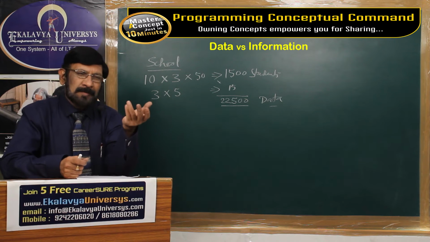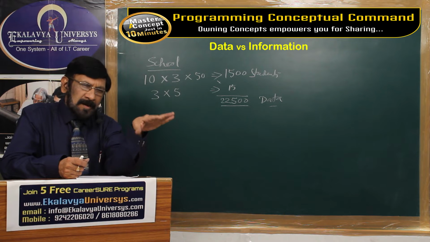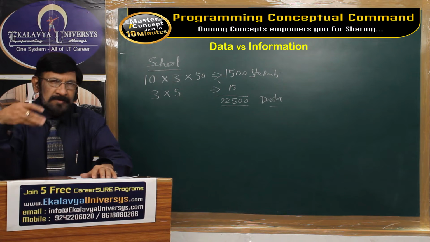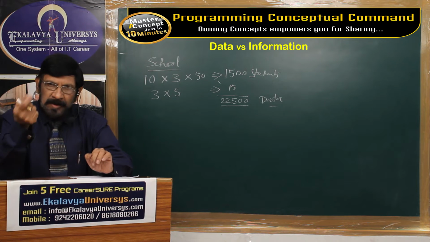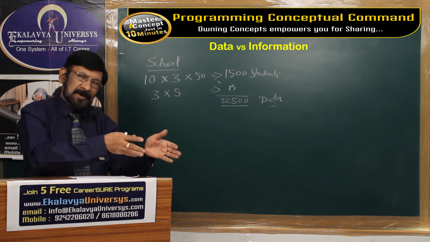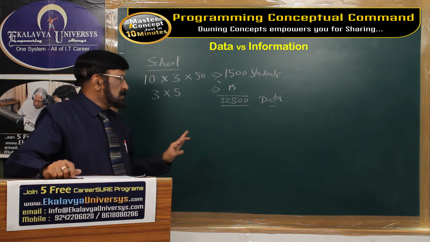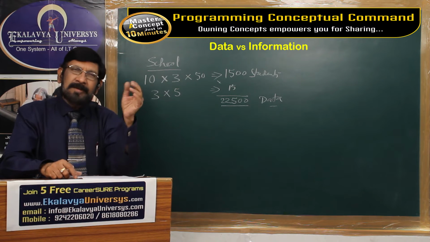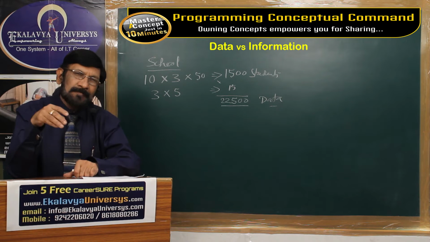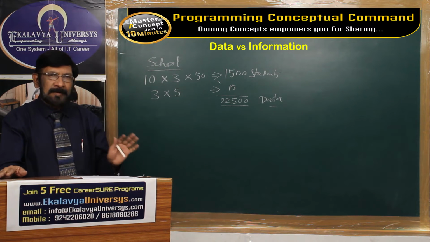Otherwise, one more simple example I give you. Groundnut. You know, groundnut is a raw item, and from that, by processing, by grinding it, we can get oil. Groundnut is the raw material, and oil is the information. So you can understand, data is raw data. Information is derived out of processing or refining the data. That is the primary difference.